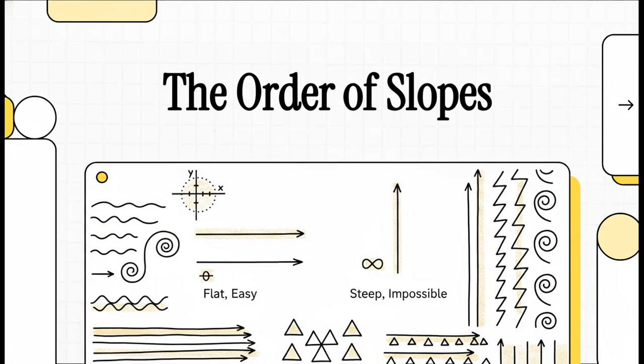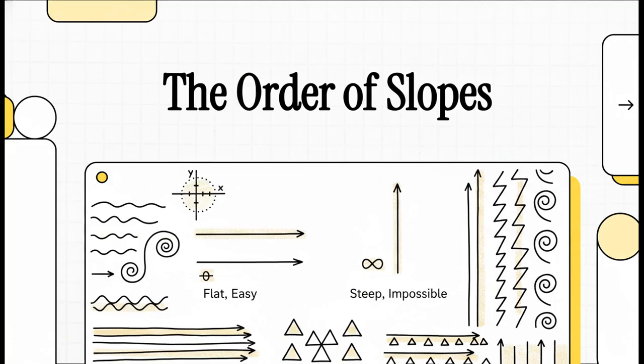All right, let's jump right into this explainer. Today, we're tackling something absolutely fundamental in algebra, the order of slopes. Specifically, we're going to figure out exactly how to distinguish between zero and undefined lines. Once you actually see the patterns we're looking at today, I promise you, everything about graphing is going to start making a whole lot more sense.